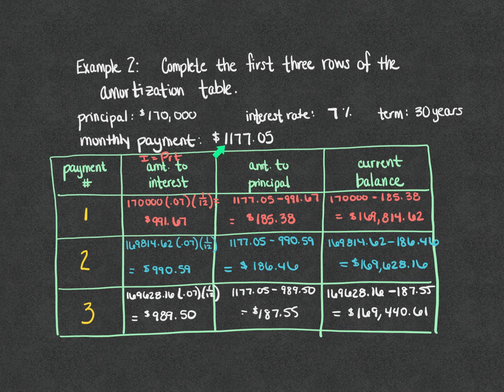So let's say, for example, instead of $1,177.05, you paid $1,477.05. You paid an additional $300. That additional $300 all gets added on right here to the amount that goes towards your principal. So it would take the $185.38 that's part of your regular monthly payment, and then it would add on the extra $300, and so your balance would have reduced by $485.38. So that is one way that you can pay down your loan a little bit faster.